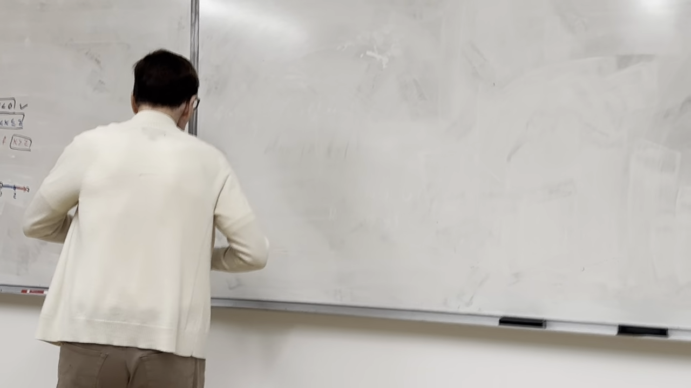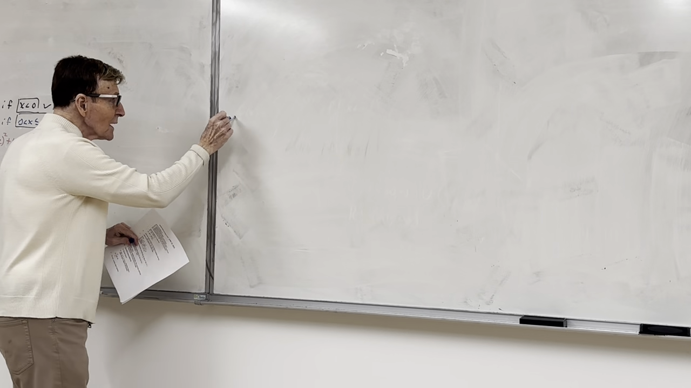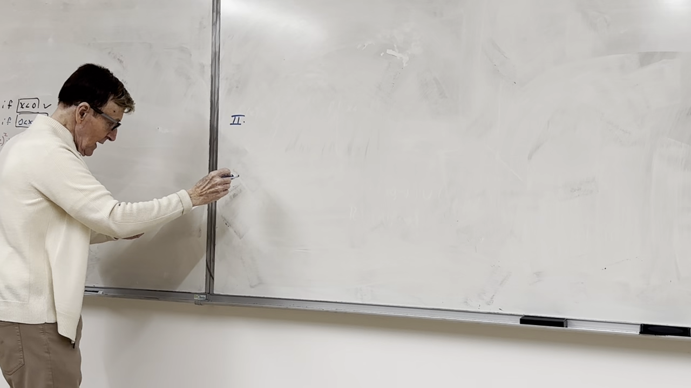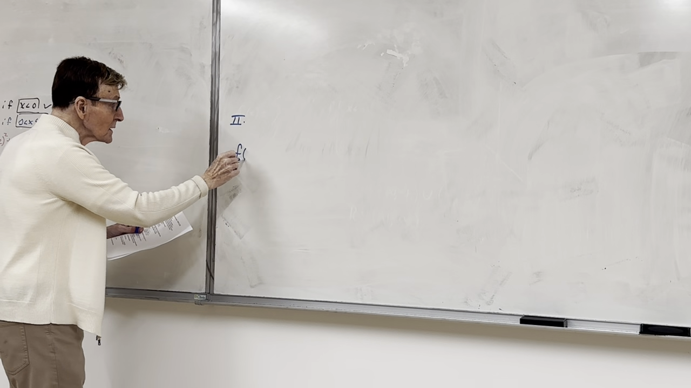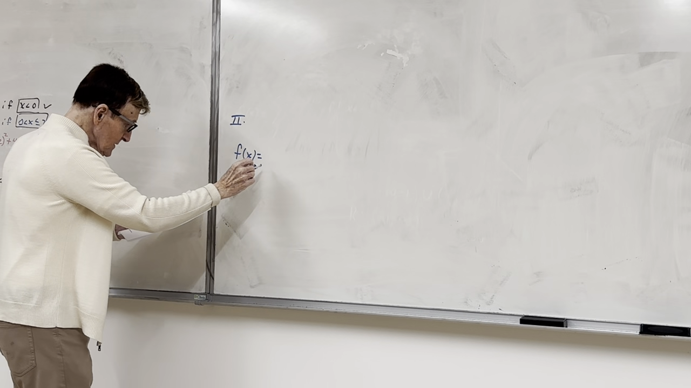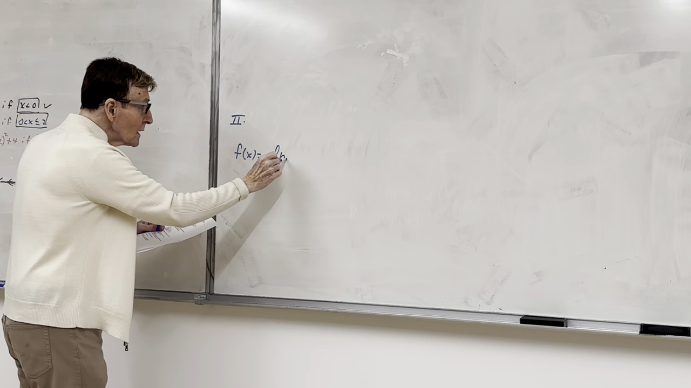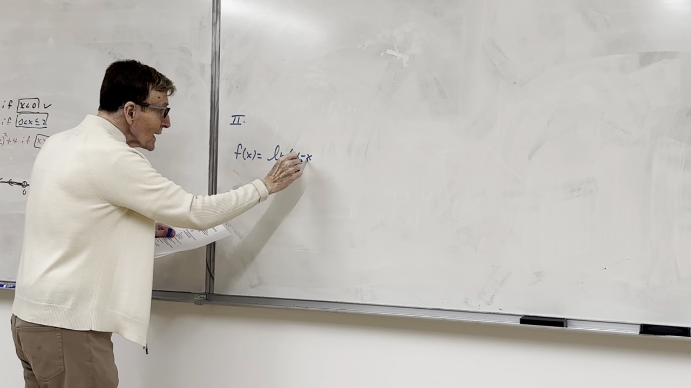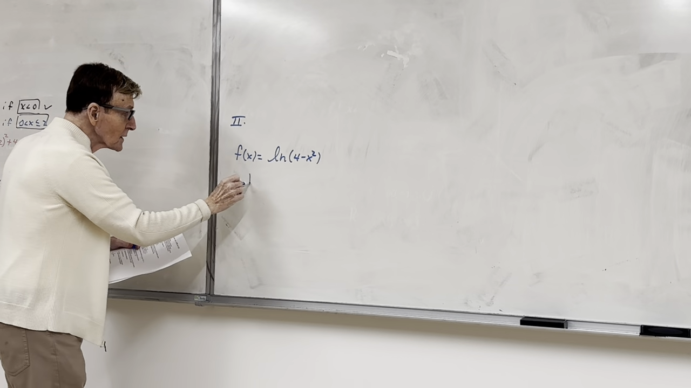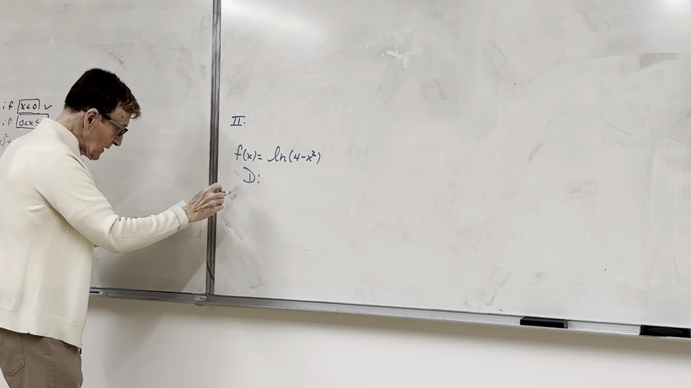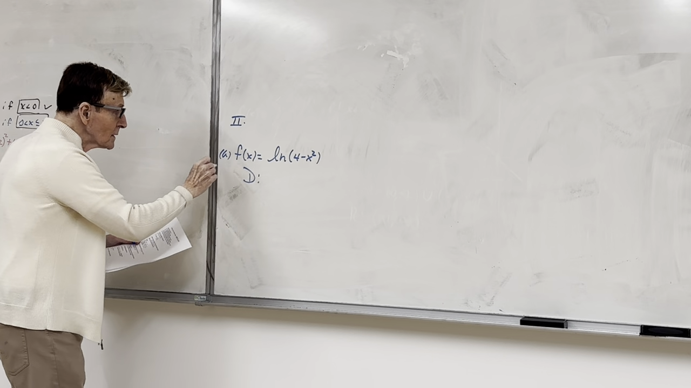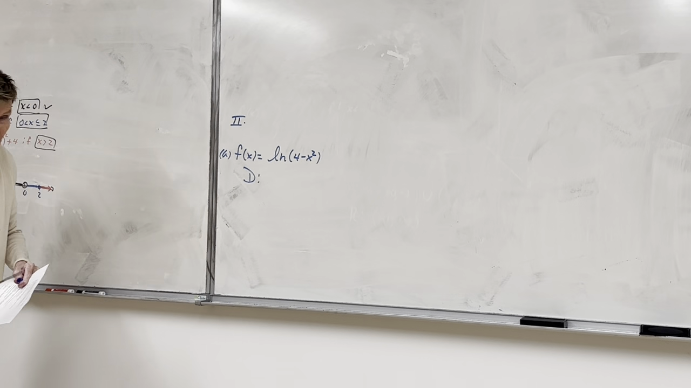Part 2, find the domain. I got a string of domain on the test. And the first one looks like this. F of x is equal to ln of 4 subtract x squared, no graphing required. I just want the domain. What should I do? 4 minus x squared greater than 0.